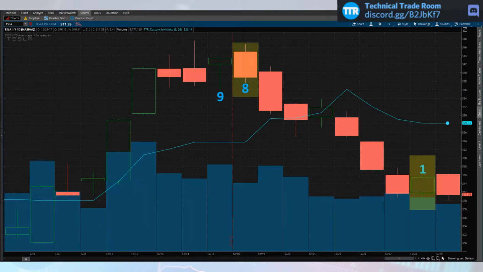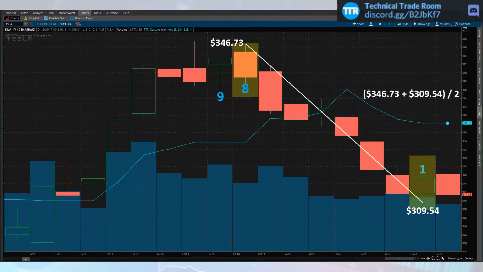We start again by finding the high of the 9 candles in question, which is the 8th candle this time around at $346.73. Second, we look for the low of the 9 candles, and we find that in our first candle this time around, coming in at $309.54. Despite shifting the period left 1 candle, the highs and the lows remain the same, totaling $656.27. We then divide this again by 2, which gives us the same exact Tenkan value as before, $328.14.